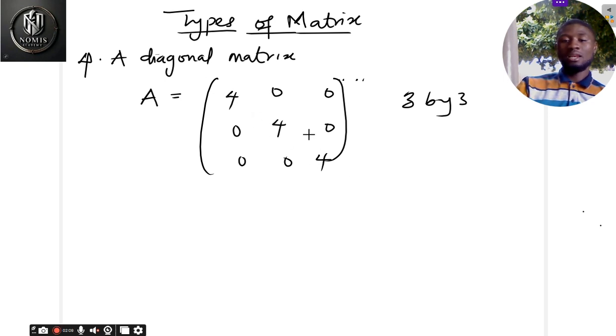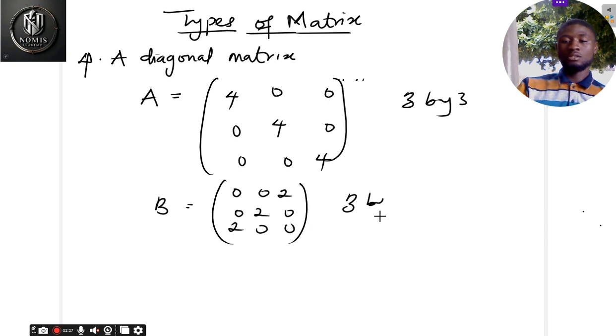So it could be like this, and the numbers could be different. Let's say matrix B is also a diagonal matrix. We could have 2, 2, 2 on the diagonal, and 0 everywhere else. This is still a 3 by 3 matrix, and this type of matrix is called a diagonal matrix.